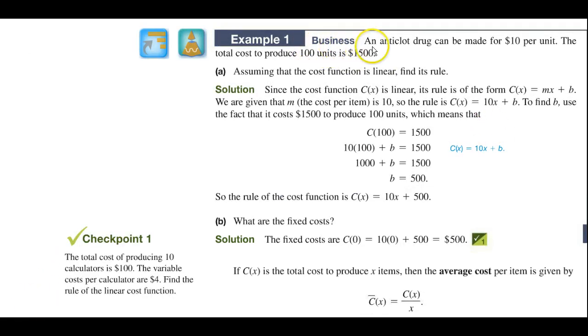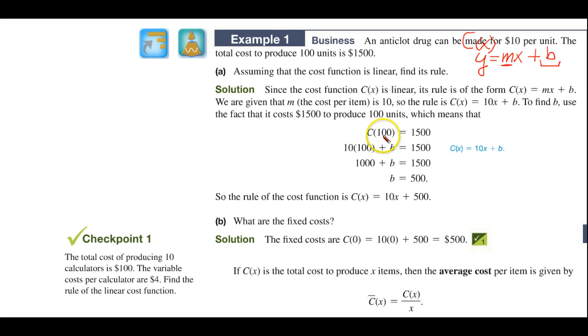Now in example 1, we're looking at an anti-clot drug that can be made for $10 per unit. The total cost of production of 100 units is $1,500. So what would be the cost function in its linear form, that is the equation? Well, we said throughout this we're going to use something very similar to slope-intercept, y equals mx plus b, where b would be our fixed cost, and then the slope would be our individual costs, and x is the number of items. And we said we can convert the y to, in this case, cost function c of x.